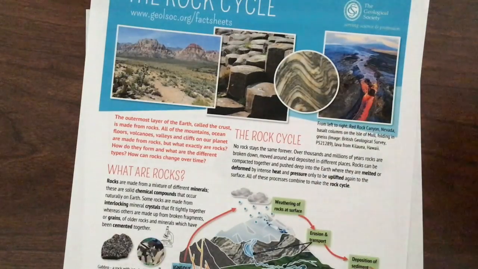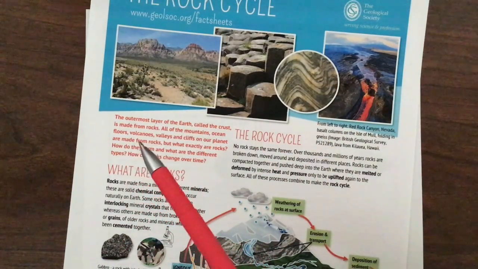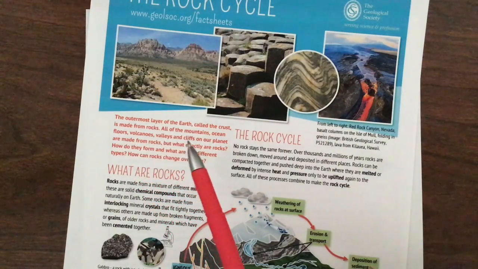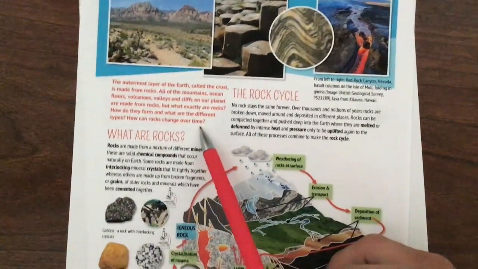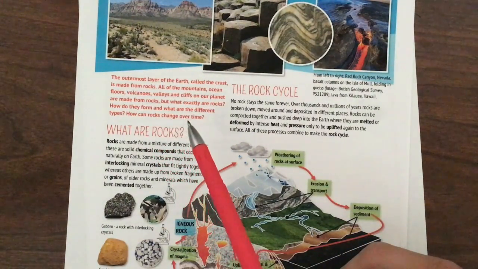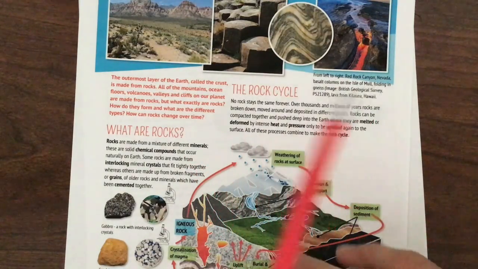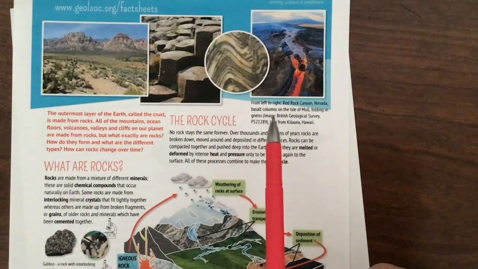The outermost layer of the Earth, called the crust, is made from rocks. All of the mountains, ocean floors, volcanoes, valleys, and cliffs on our planet are made from rocks. But what exactly are rocks? How do they form, and what are the different types? How can rocks change over time? We have looked at the rock cycle before. Hopefully this helps bring it all together for us.